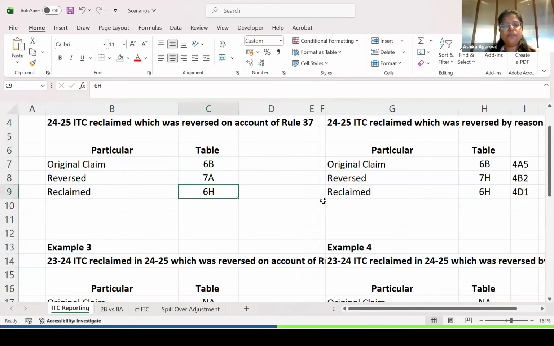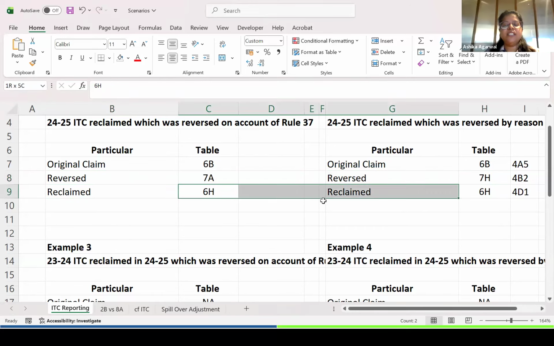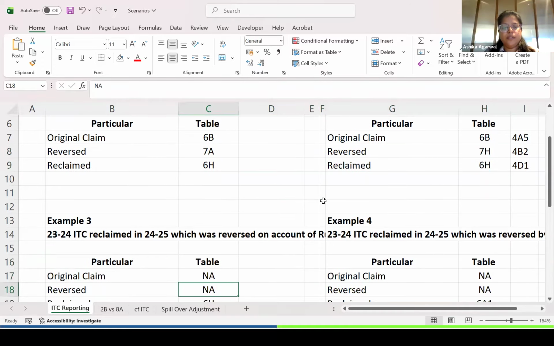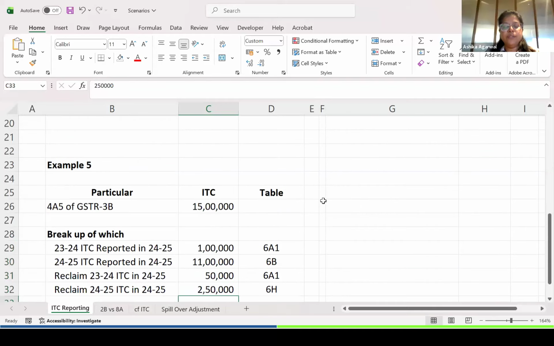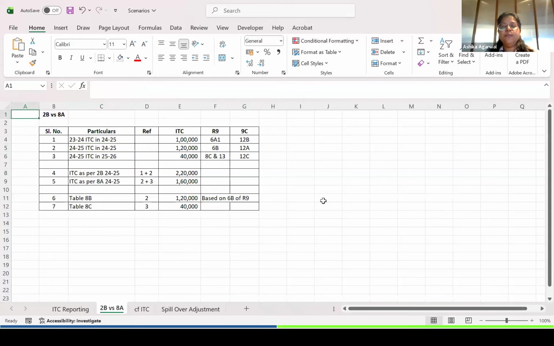But over here, you will see similarly that for reversal they have changed 7A and 7H, but reclaim is 6H and 6H only. So this reporting you have to keep in mind while doing your ITC tables. Here I have already explained how the data will flow in 6A1, 6B and 6H. Now the question which arises: why did they do all this? They did it because of 2A versus 8A, how they are going to auto-populate.